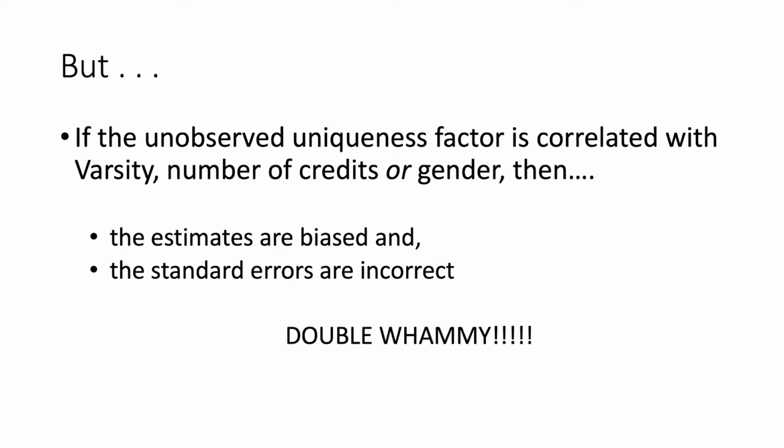The problem with those results is that if the unobserved uniqueness factor is correlated with varsity, the number of credits, or gender, any of those independent variables, then those estimates that we just looked at are biased, the standard errors are incorrect, and that's what I like to call the double whammy on your regression model. Everything is wrong. You can't move forward. You have bogus results.